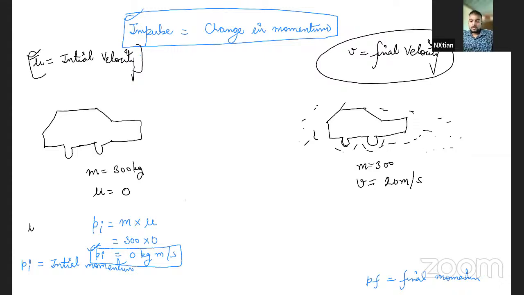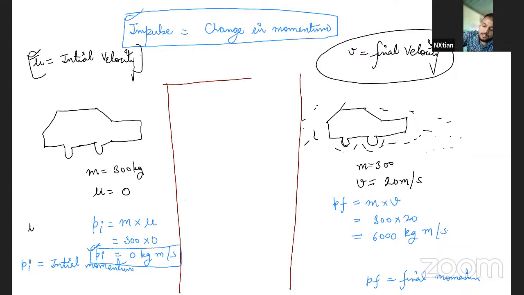Now in this, PF is the final momentum. PF is nothing else but final momentum. So PF is equal to mass into final velocity. Now mass is 300, final velocity is 20, so it will become 6,000 kg meter per second.